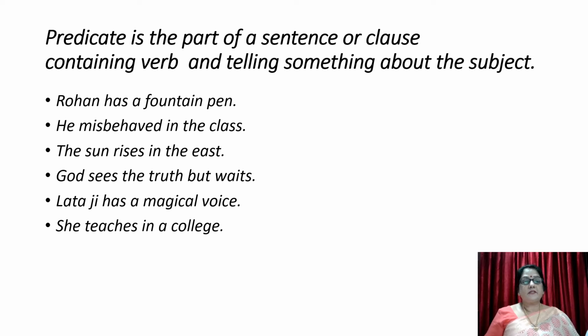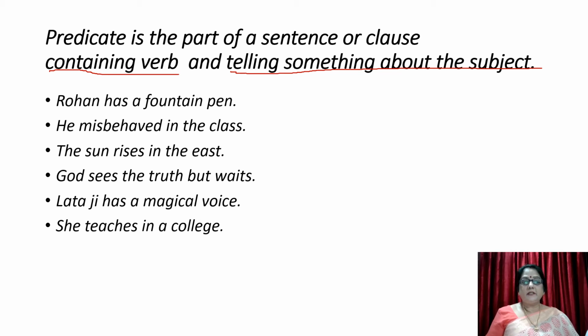The next one is predicate. Predicate is a part of a sentence or clause containing verb and telling something about the subject. So now it is a part of a sentence containing verb. Important thing, it has a verb. क्रिया जिसे हिंदी में कहते हैं आप, क्रिया होती है. Okay? And telling something about the subject. Okay, predicate is a part that tells something about the subject. इसमें verb होती है first thing, secondly it tells something about the subject, and that is called predicate.